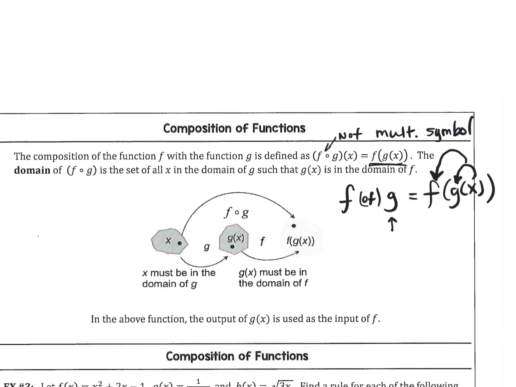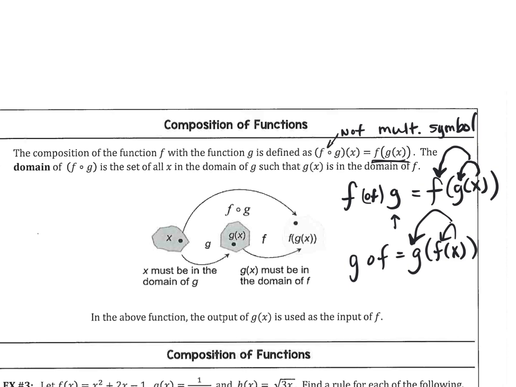So that's what f of g is. Now guess what? g of f means the opposite. g of f of x means this way. We would take x and plug it into f, and then plug that into g. So whatever second comes first. Does that make sense? All right, so let's look at this.